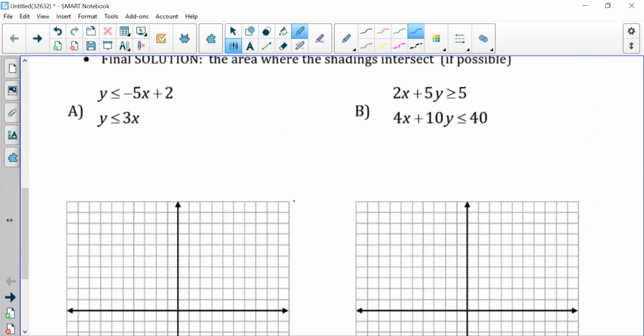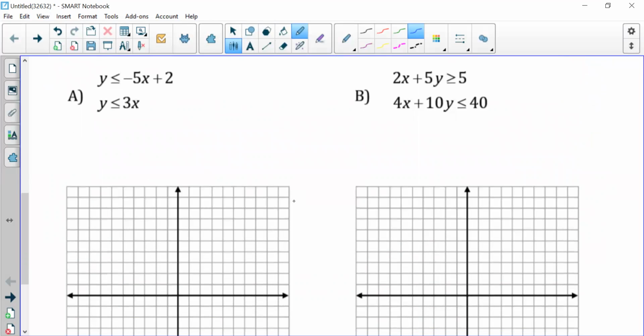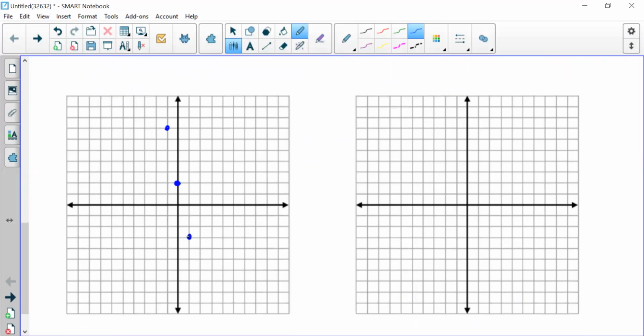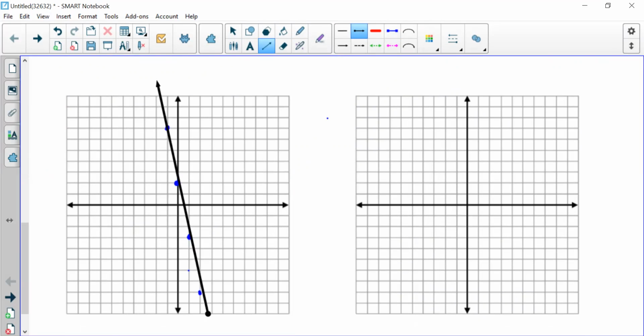All right, our first one is already solved for y. Y is less than or equal to negative 5x plus 2. So let's graph this guy. Starting at our y-intercept, which is 2, our slope is negative 5, so I'm going to go down 5, 1, 2, 3, 4, 5, and right 1. Go back to my y-intercept, go up 5, 1, 2, 3, 4, 5, and left 1. Back to this point, 1, 2, 3, 4, 5, and down 1, and then we can draw a line. Let me grab a nice line tool here, and we'll draw ourselves a line.